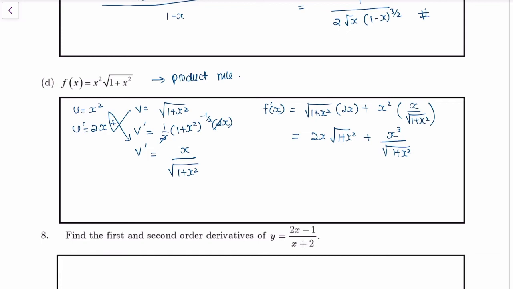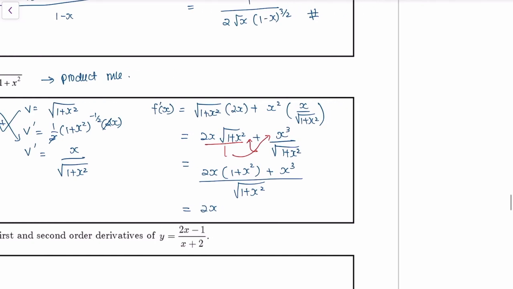Boleh. So kita samakan penyebut. So ni over 1 darab silang. So, 2x square root of 1 plus x square, square root of 1 plus x square, so 1 plus x square, plus x cube over square root of 1 plus x square. So, end up kita akan dapat 2x plus 2x. Okay, sekejap situ dekat tepi lah, tak muat dah. Okay, so this one will be 2x plus 3x cube over square root of 1 plus x square. Dah siap.